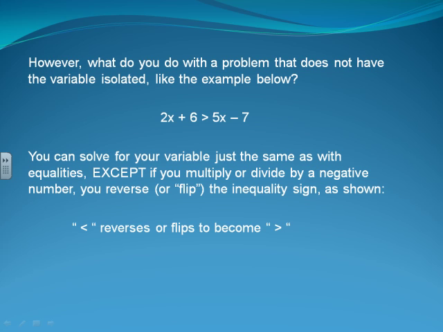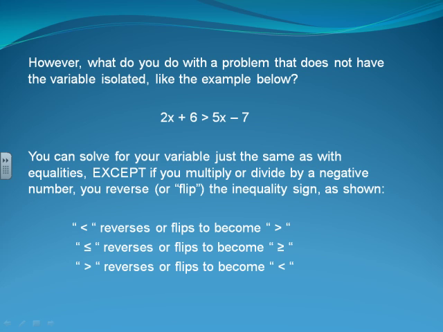If your original problem is less than, and you multiply or divide by a negative number and have to flip the sign, when you flip a less than sign, it becomes greater than. So you flip it left to right. Less than or equal to flips over to give you greater than or equal to. Greater than flips or reverses left to right to become less than. And greater than or equal to reverses or flips to become less than or equal to.